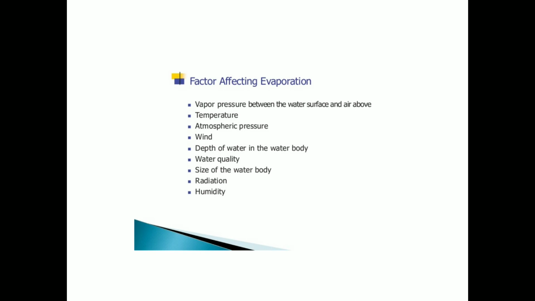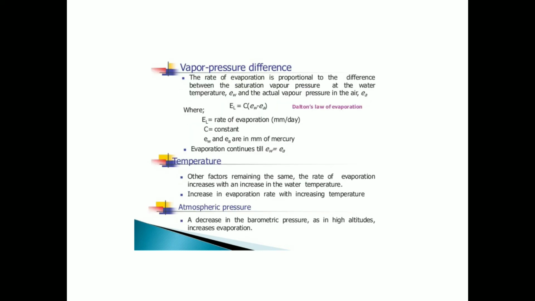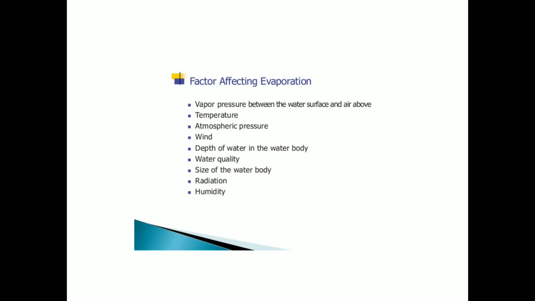Now which are the factors which affect evaporation? We will see one by one. The factors affecting evaporation are vapor pressure between the water surface and the air above, temperature, atmospheric pressure, wind, depth of water in the water body, water quality, size of the water body, radiation, and humidity.